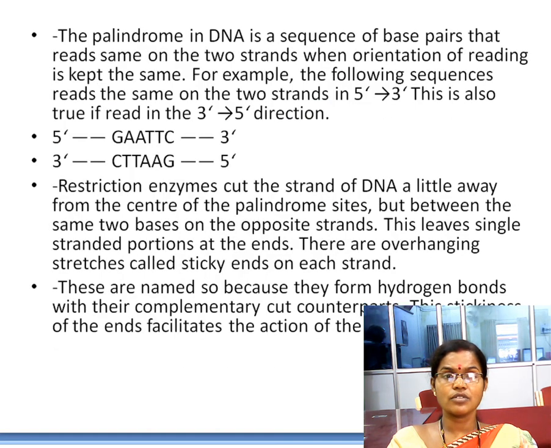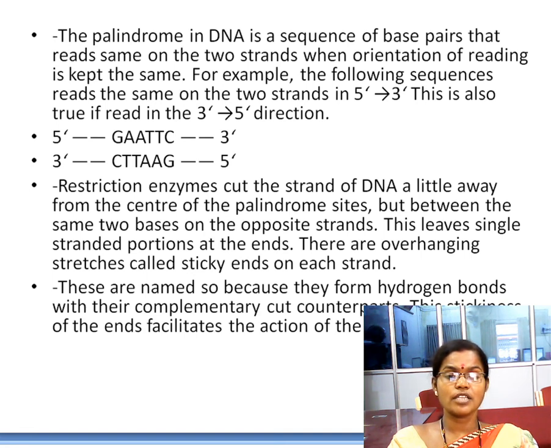Next you see, this is called a palindromic sequence. Students, what is the meaning of palindromic sequence? Write down the definition. It is a sequence where the 6 nitrogen base pairs read the same in both the forward direction as well as the backward direction. That is called a palindromic sequence.